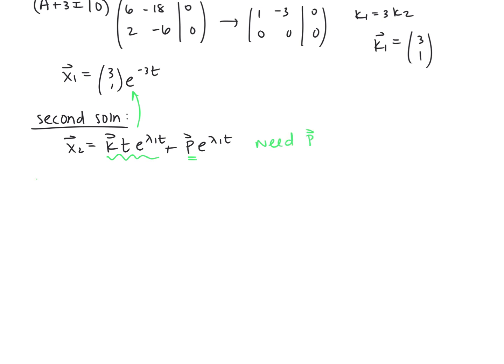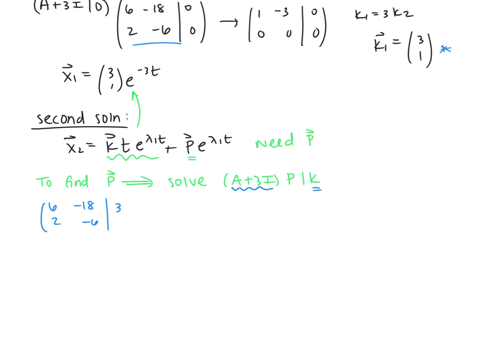So to do that, to find P, what we're going to do is we are going to solve A add 3I times P augmented with K. So here's what that's going to look like. We are going to start with the A add 3I that we did above. So we have 6, negative 18, 2, and negative 6. But now, instead of augmenting with zeros, we augment with k. So we augment with this eigenvector that we already found, so the 3, 1.